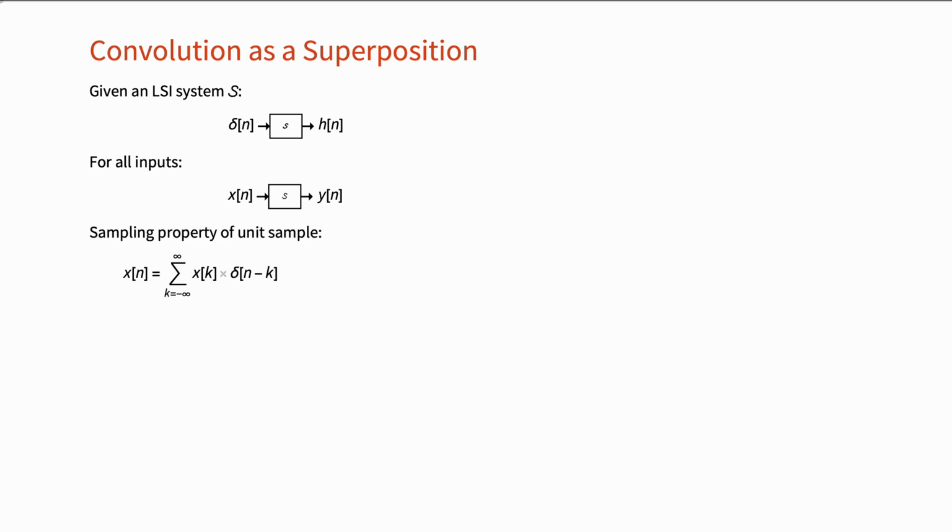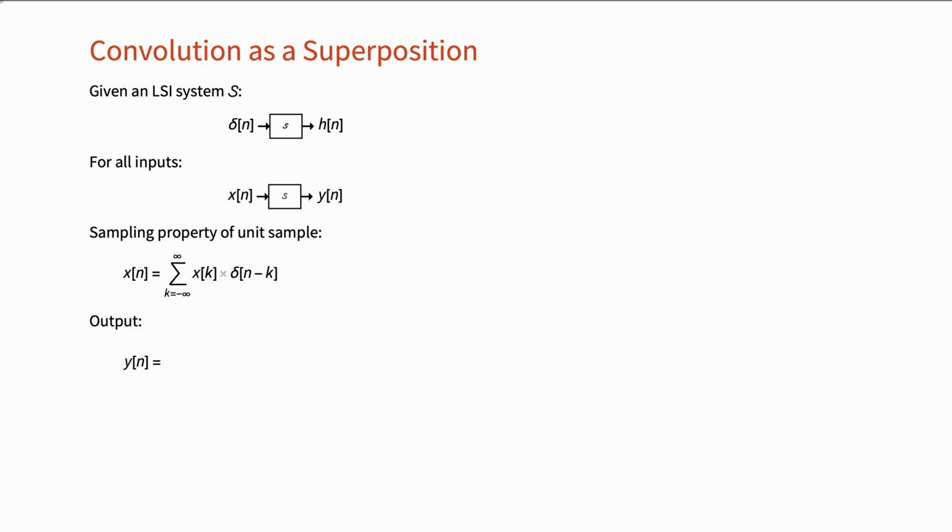Let's assume that we have an LSI system called S, as shown here, and we know its impulse response, h[n], which is the system's output to the unit sample sequence delta[n]. Now, for any other input sequence, x[n], using the sampling property of the unit sample, we can express the sequence as a linear combination of shifted and scaled unit samples, as shown here. The scaling factors or coefficients are the values of the sequence at the location of the sample sequence. For any sequence x[n], once we express it in this form in terms of delta[n], we can find its output since we know the output to delta[n].